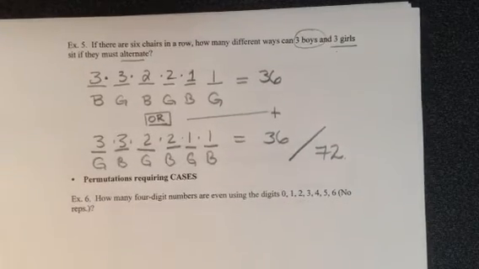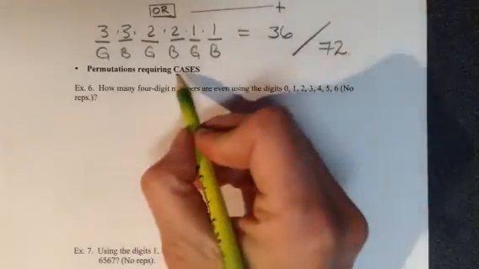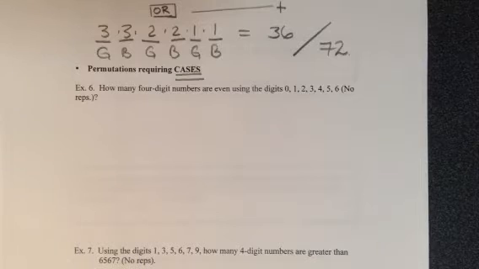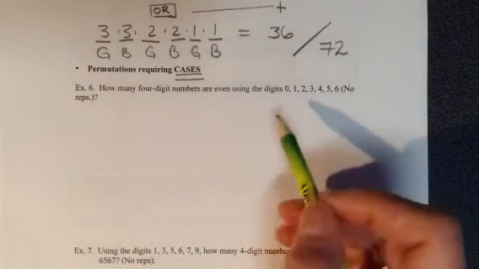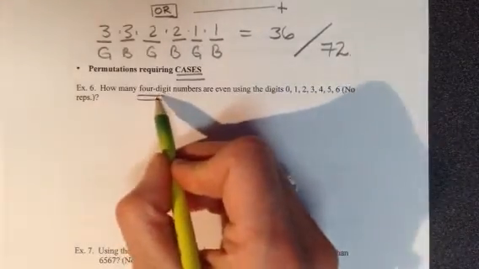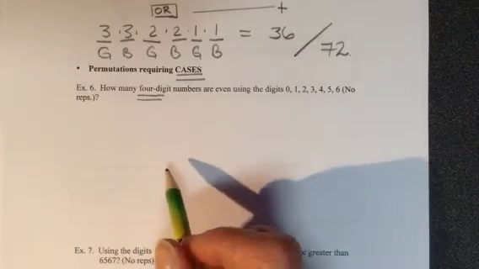So those were our restrictions. The next one is permutations requiring cases. The first example says how many 4-digit numbers are even using the digits 0, 1, 2, 3, 4, 5, 6 with no repetitions. Now, the problem here is that we always have to be careful with 0 because we have a 4-digit number. So we have to be careful that we don't put 0 at the beginning and end up with a 3-digit number.